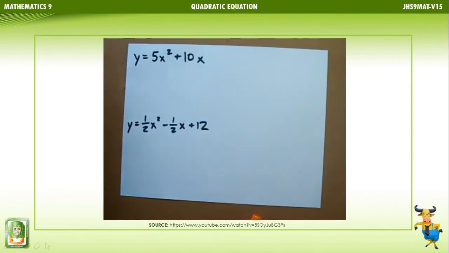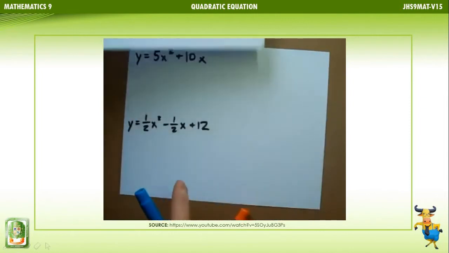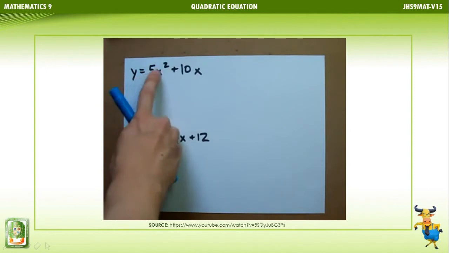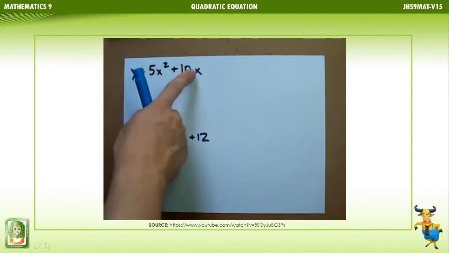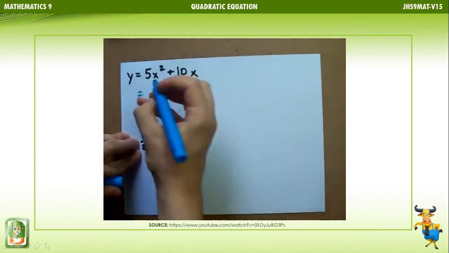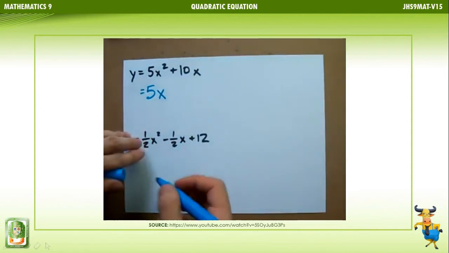Want to do a couple more here. Is there a common factor among all the terms? Why, yes, there is. There's a common 5. Both of these are divisible by 5, and there's an x in both of them. We can pull out a 5 and an x from both of these terms.